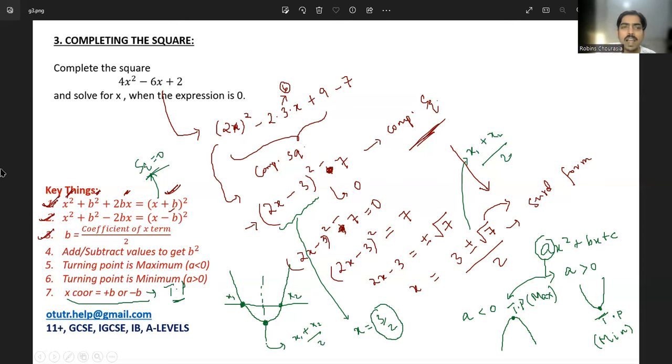And if you put that value in the expression, say y is equal to this, if you put the turning point x coordinate in this equation, you put the x value as plus b or minus b, you can also get the y coordinate of the turning point. So if they want that turning point, you can just put the value here. Or there is another thing. The y coordinate will be just this part, the minus 7 part. This will tell you the y coordinate, because at x equal to 3 by 2, the first part is 0.